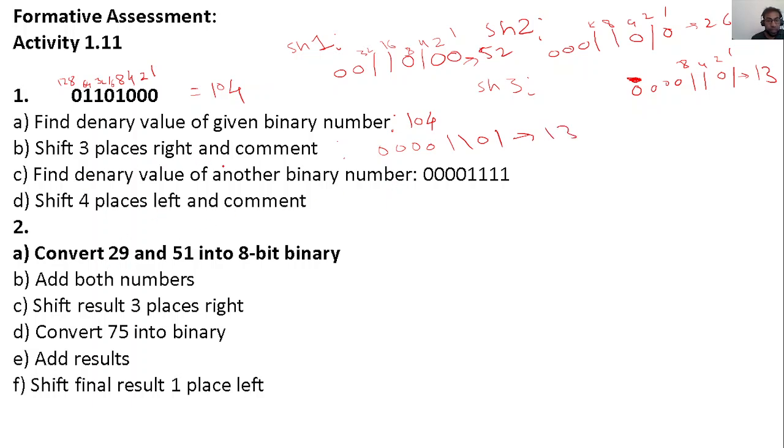Find the value of another binary number. Okay, this is another binary number. We have to find its value. 1, 2, 4, 8. Adding them, we get the result 15. Shift four places. Shift one: we lose a bit, so we will have four zeros and three ones, and another zero here, because one bit is lost, so we are left with three ones.